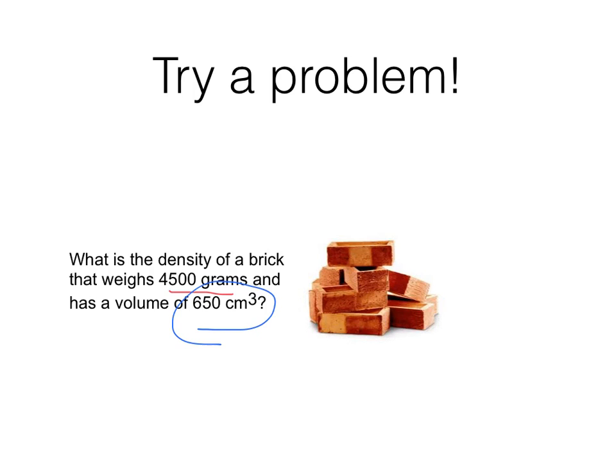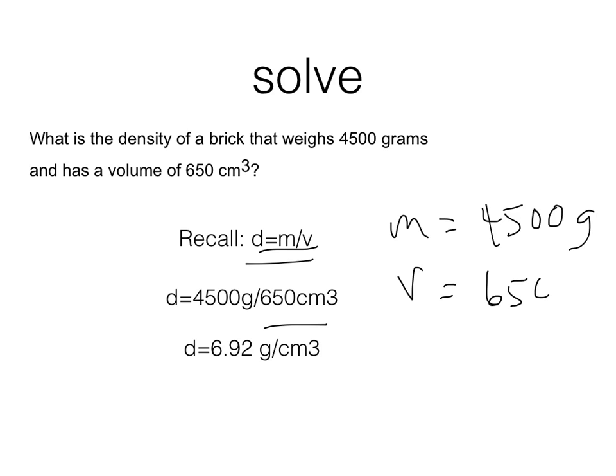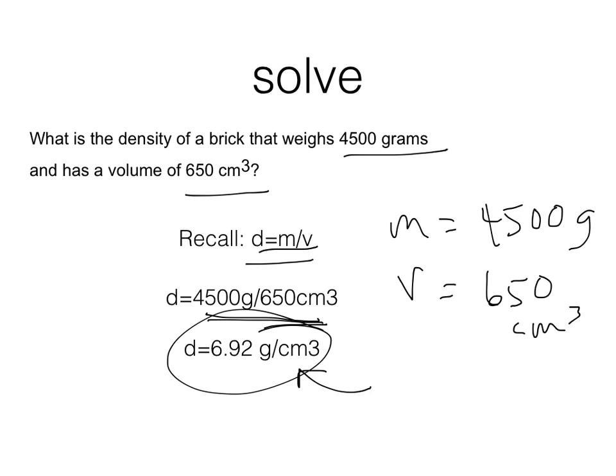All right, so let's see how you do. It's a very simple problem. Remember that D equals M over V is our basic equation. We're given mass. Our mass is the 4,500 grams. And then our given volume is 650 centimeters cubed. So all you do is put that into the equation, and there's your answer. Hopefully you got something close to that. It's just 6.92 grams per centimeter cubed. And again, we got those units in the problem: there's our grams and there's our centimeters cubed. So very simple problem. Those are like gimmies on the test, so hopefully you guys will get those.